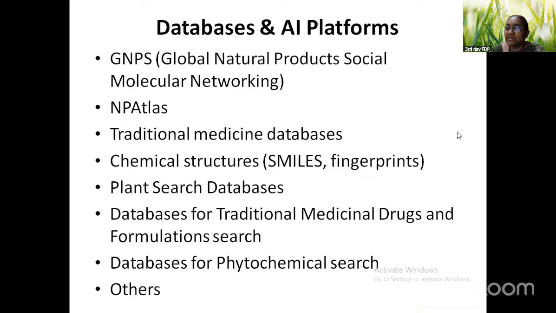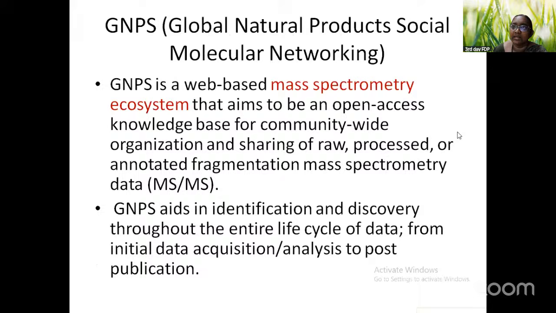So for the chemical search, SMILES and fingerprints are being used. For plant search, there are databases for traditional medicinal drugs and their formulations, databases for the phytochemical search, and other databases which are very specific depending upon the organism or the region or locality. GNPS is mainly the mass spectroscopy ecosystem which compares various spectra, and this will be used for the identification of either the medicinal plant or the isolated compound.